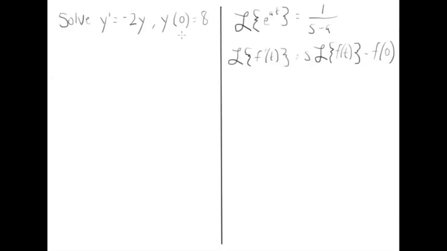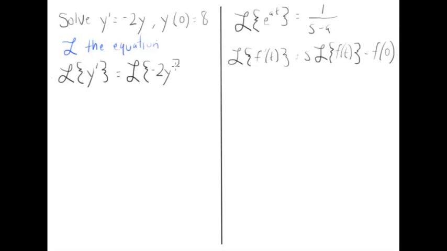All right, when you want to solve something like this, the first thing you're going to do is take the Laplace transform of the equation. So what we're going to do is apply L to the equation. That means on the left-hand side, we have the Laplace transform of the derivative, and on the right-hand side, the Laplace transform of negative 2y. What can we do with this?